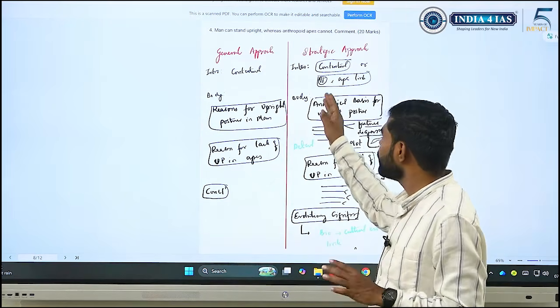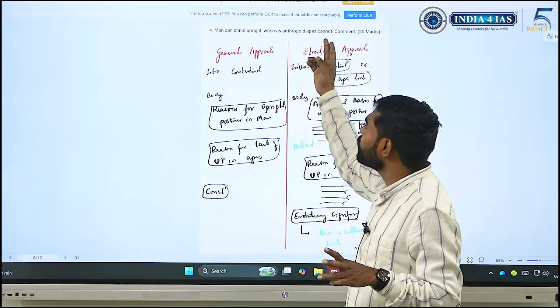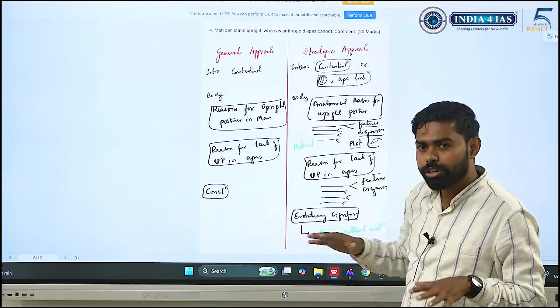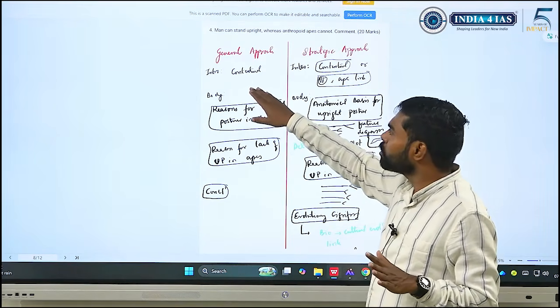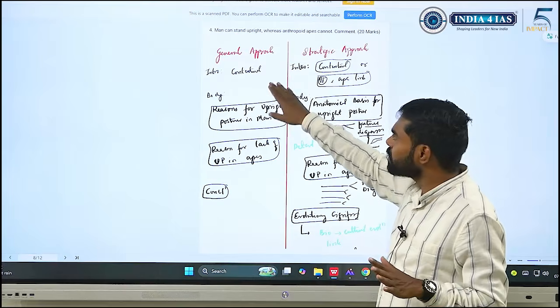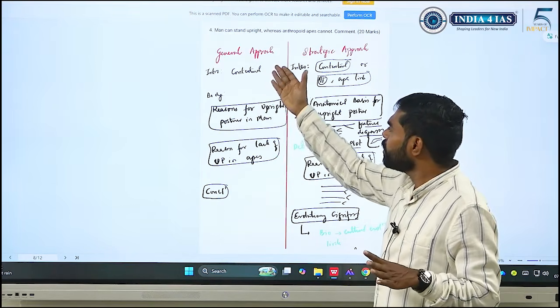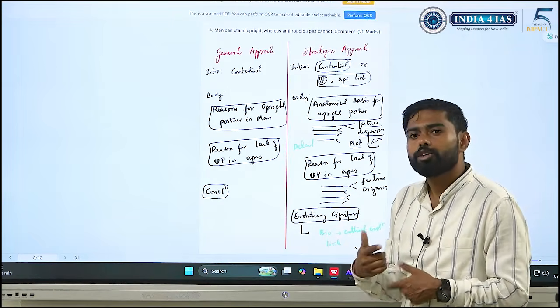Again, this includes a comparative aspect because it is asking in comparison with anthropoid apes. Like the earlier question, this question also includes an element of comparison. So what will be the usual approach? Write an introduction. In this case, it will be contextual or linking to phylogeny. And the body: reasons for upright posture in human beings. What are the biological changes that led to upright posture?